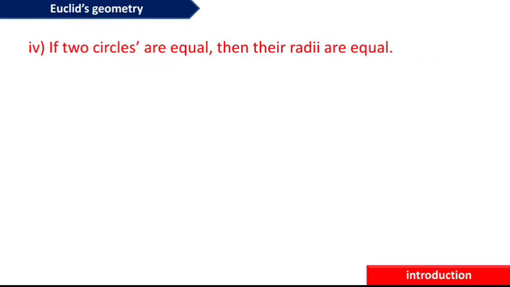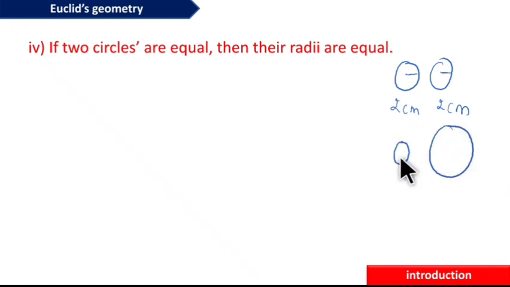Now let's see the next question. If two circles are equal, then their radii are equal. So we have two equal circles, one circle and one more circle. We call two circles equal if their radii are equal, right? If both circles have a radius of 2 centimeter, then both circles look the same, right? If the circles are the same, they should have the same radii. If one circle is smaller and the other is bigger, by looking at them we can say the radius of this circle is smaller and the radius of this circle is bigger. So if the two circles are equal, then the radii are equal.